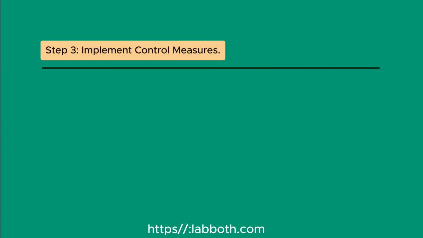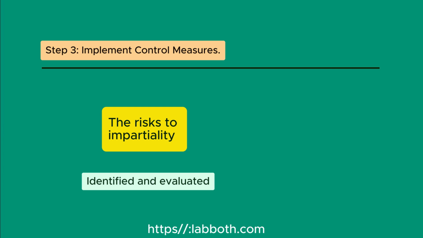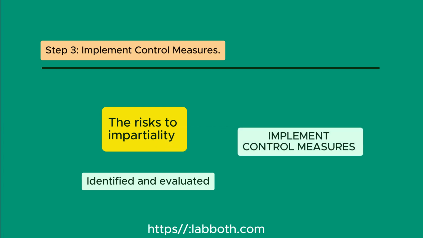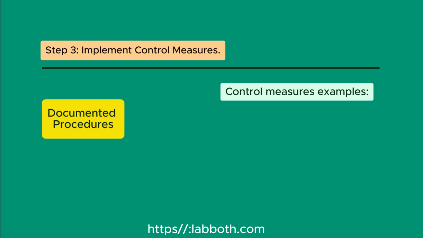Step 3: Implement control measures. Once the risks to impartiality in your laboratory have been identified and evaluated, it is crucial to implement control measures so that you can mitigate them and ensure the objectivity of the results. These control measures can include, but are not limited to, the following: documented procedures.